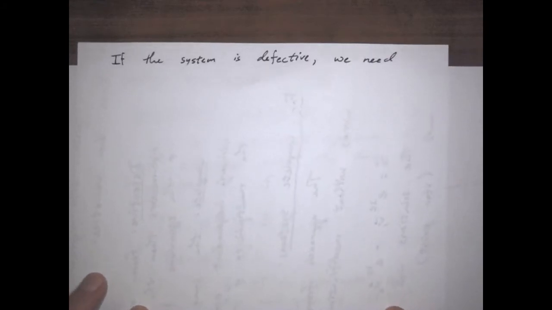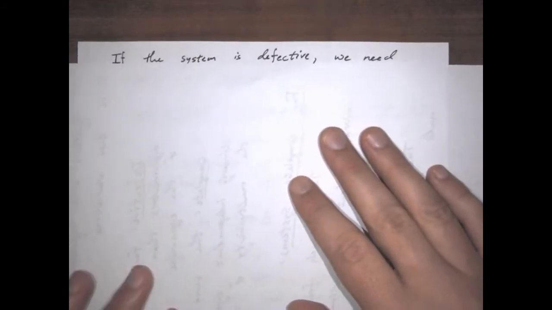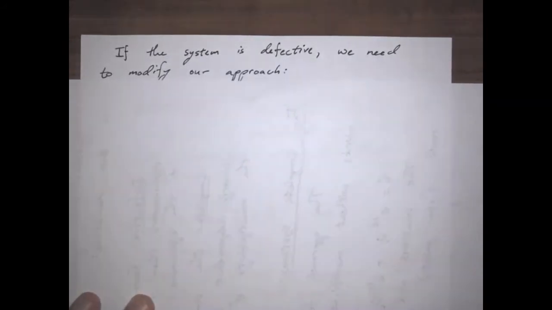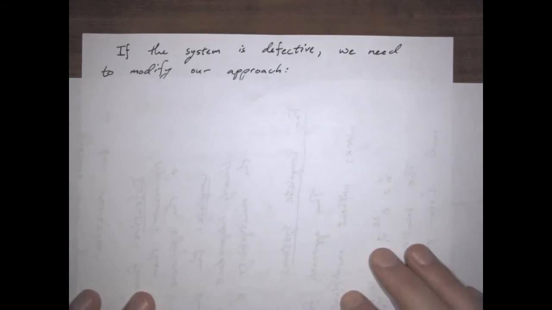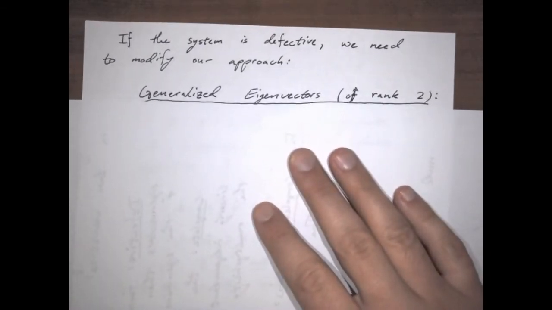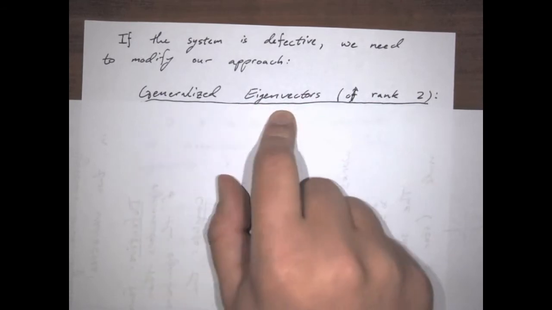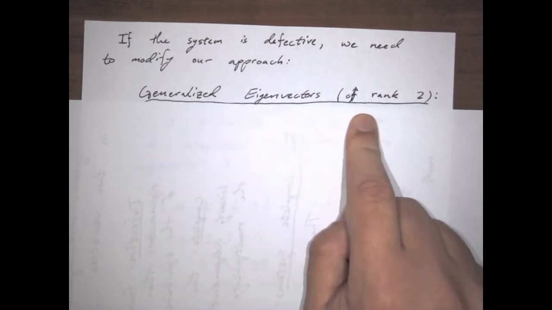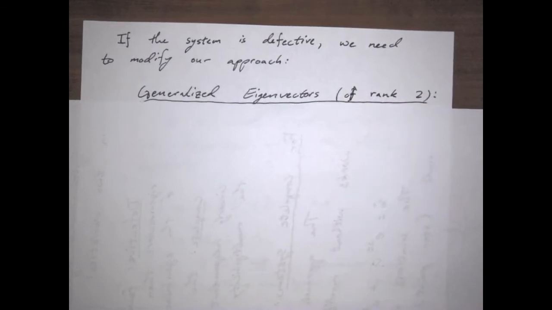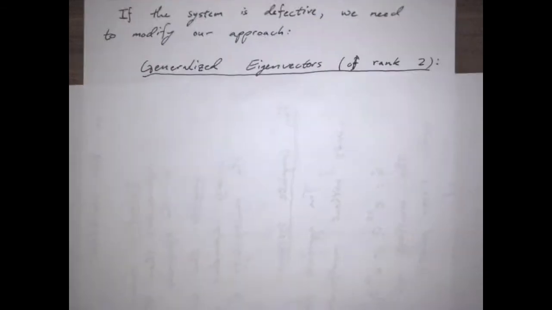So we covered just now the case if the system was complete. Now, if the system is defective, then what we're going to need to do is modify our approach. If the system is defective, we need to make a slight modification to the approach that we will be employing, and here's the basic idea. It's going to rely on what are called generalized eigenvectors, and here we'll be talking specifically about rank 2. So rank here referring to, well, it doesn't matter. We're only going to be talking about rank 2.